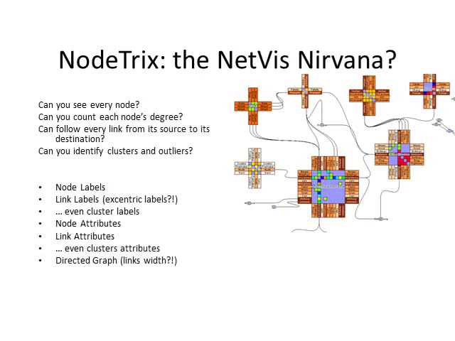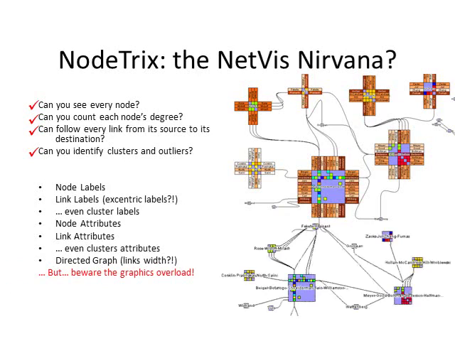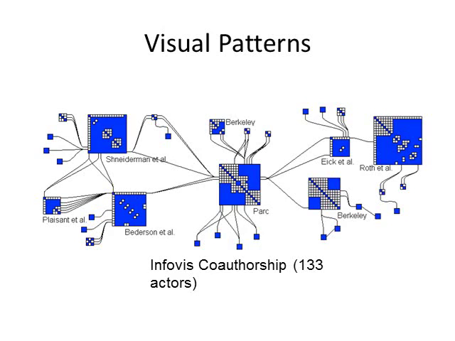But this representation has really a lot of benefits in the sense that you can see every node, you can count every node's degree, you can follow every link from the source to its destination, you don't get any aggregation, you can identify clusters and outliers, and you can see a lot of really nice details. You can see interesting visual patterns. So I'll just explain to you quickly what we can see in terms of visual patterns.